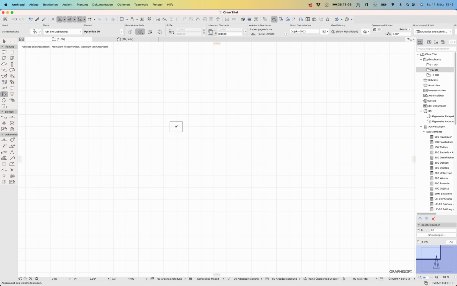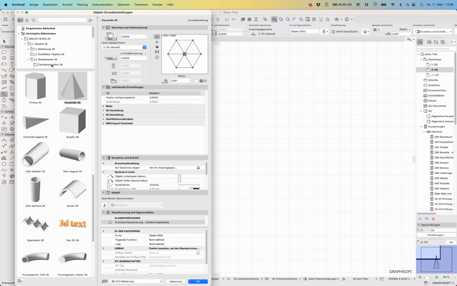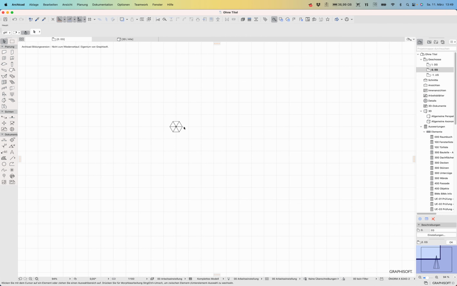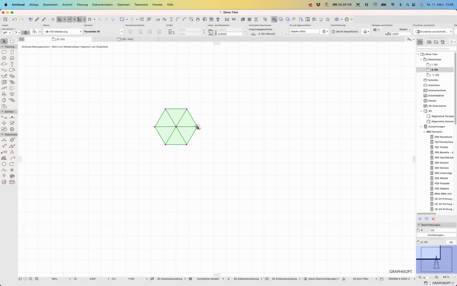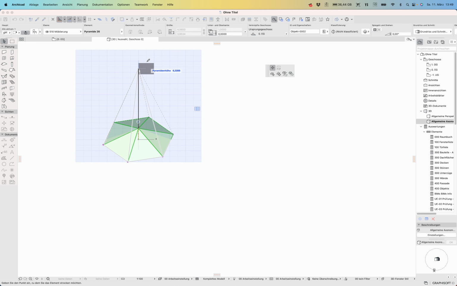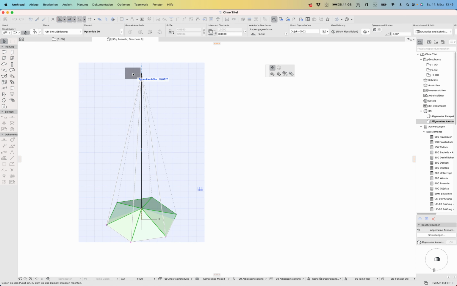I put in a pyramid. Okay, where do I find it? Here in the object library, and I make it bigger, so that I had about 2 meters on the side. In 3D I can take it and make it much higher.